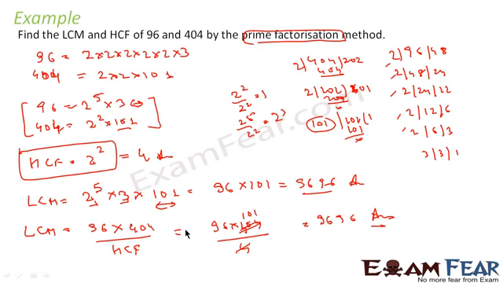To find LCM, the first step is to find the prime factors. Once you have the prime factors, you take the least common multiple. For example, in this case for HCF, the highest common factor was 2 to the power 2, so we took that. For LCM, we take the least common multiple. Here the least common multiple is 2 to the power 5, 3 and 101. So we found that, and we take the product to get the LCM.